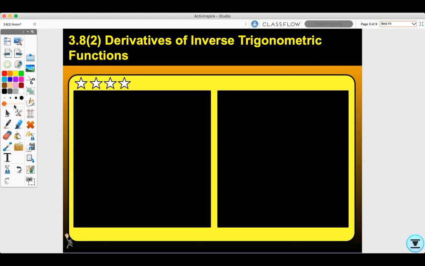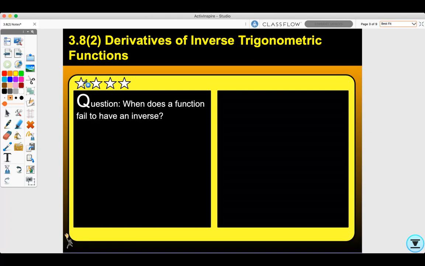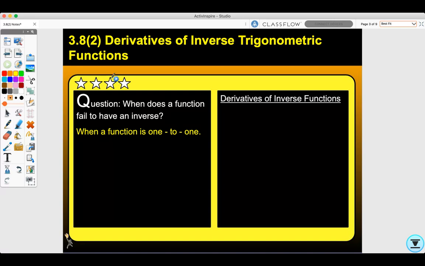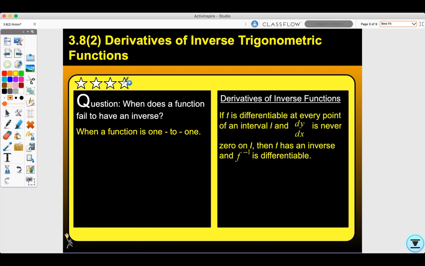Today we're going to be doing the second part of section 3.8, derivatives of inverse trigonometric functions. So I have a question. When does a function fail to have an inverse? When the function is not 1-to-1. So, derivatives of inverse functions.